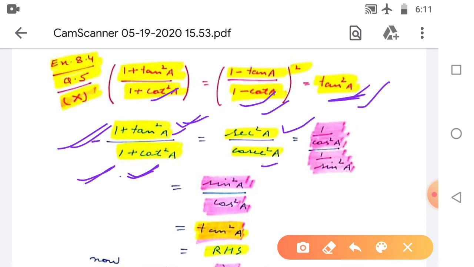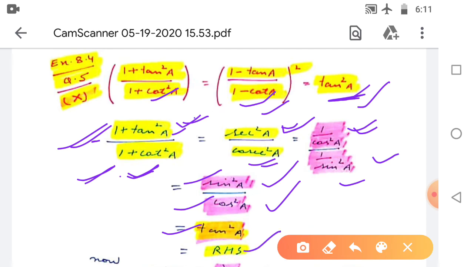Clear? So sec square A can be written as 1 upon cos square A, and cosec square A can be written as 1 upon sin square A. So this is 1 upon cos square A upon 1 upon sin square A. Ultimately it becomes sin square A upon cos square A, and sin square A upon cos square A is tan square A. So this is our RHS. We started from here and reached here.